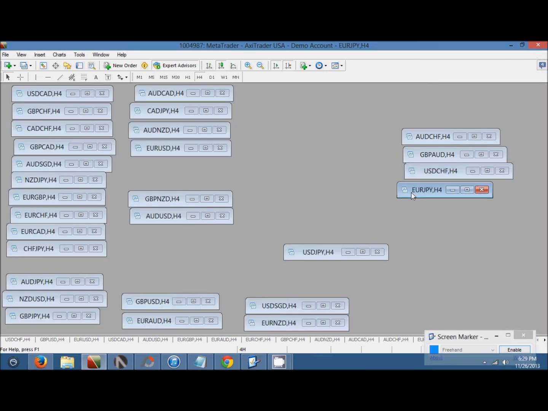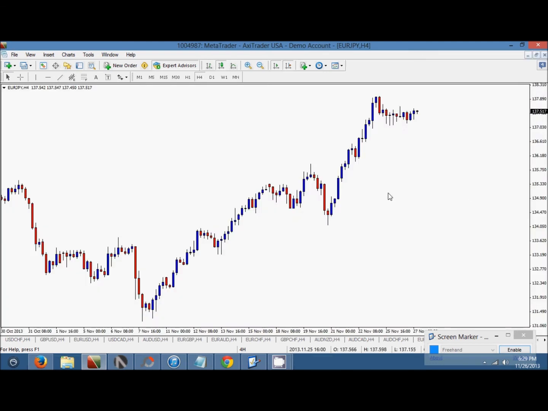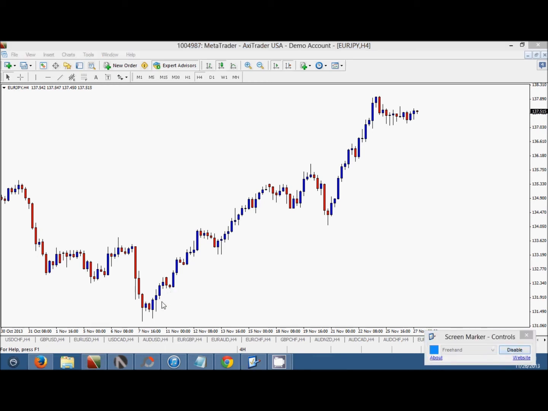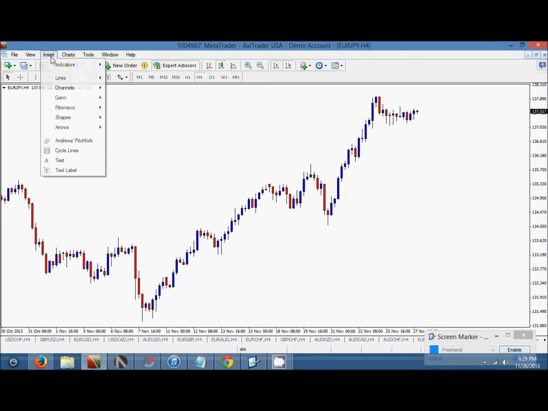Then the last chart we're going to be looking at is a Euro yen 4-hour chart. Now the yen has gained some power in the past week. So now that we know it's a definite uptrend, what we're looking for is pullbacks and then a way to get into this trend long. So what I want to do really quick is insert a rectangle to better explain what I'm looking for.